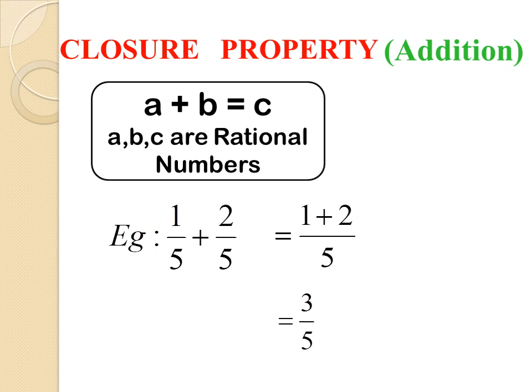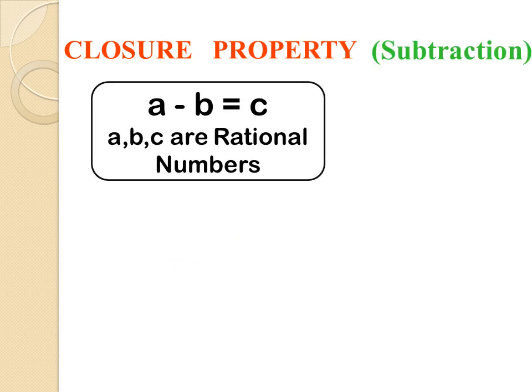That means that you can use any number from the rational number system. When you add it, you will always get a rational number as the answer. Let's see the same property for subtraction. What does the property say? A minus B is equal to C, where A, B, C are rational numbers.